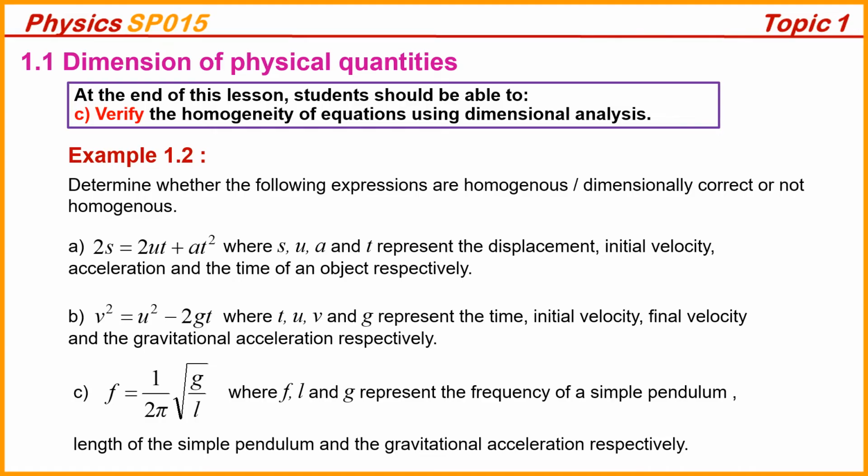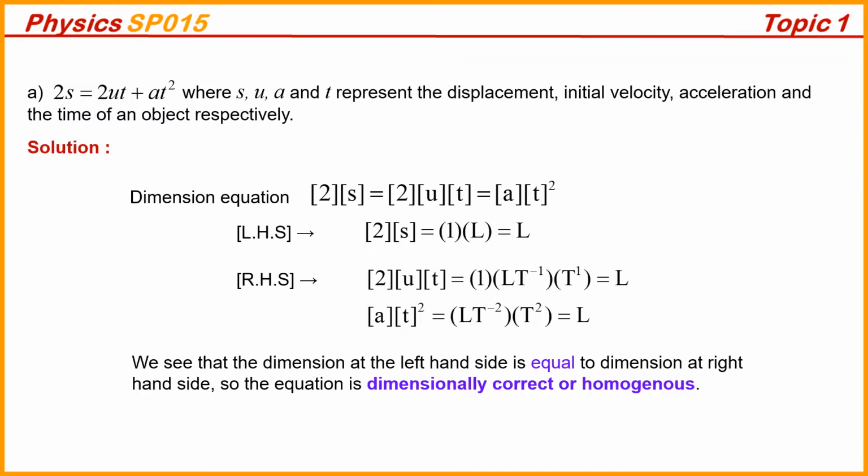To verify the homogeneity of equation using dimensional analysis, take a look at example 1.2. In this example, you need to determine whether the following expressions are homogeneous or not homogeneous. The solution in this example shows clearly how to solve this question. First step, you need to write down the dimension equation and then identify the dimension at the left hand side of the equation. Then identify the dimension at the right hand side and compare the dimension at the left hand side with the dimension at the right hand side.